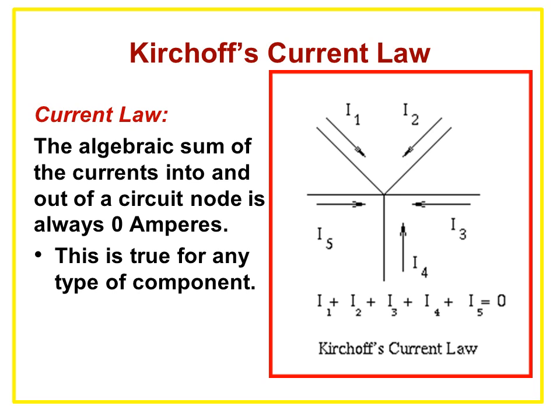So let's go back to Kirchhoff's current law. You can find this first discussed in the presentation entitled Kirchhoff's Laws. The current law states that the algebraic sum of the currents into and out of a circuit node is always 0 amperes. This is true for any type of component.